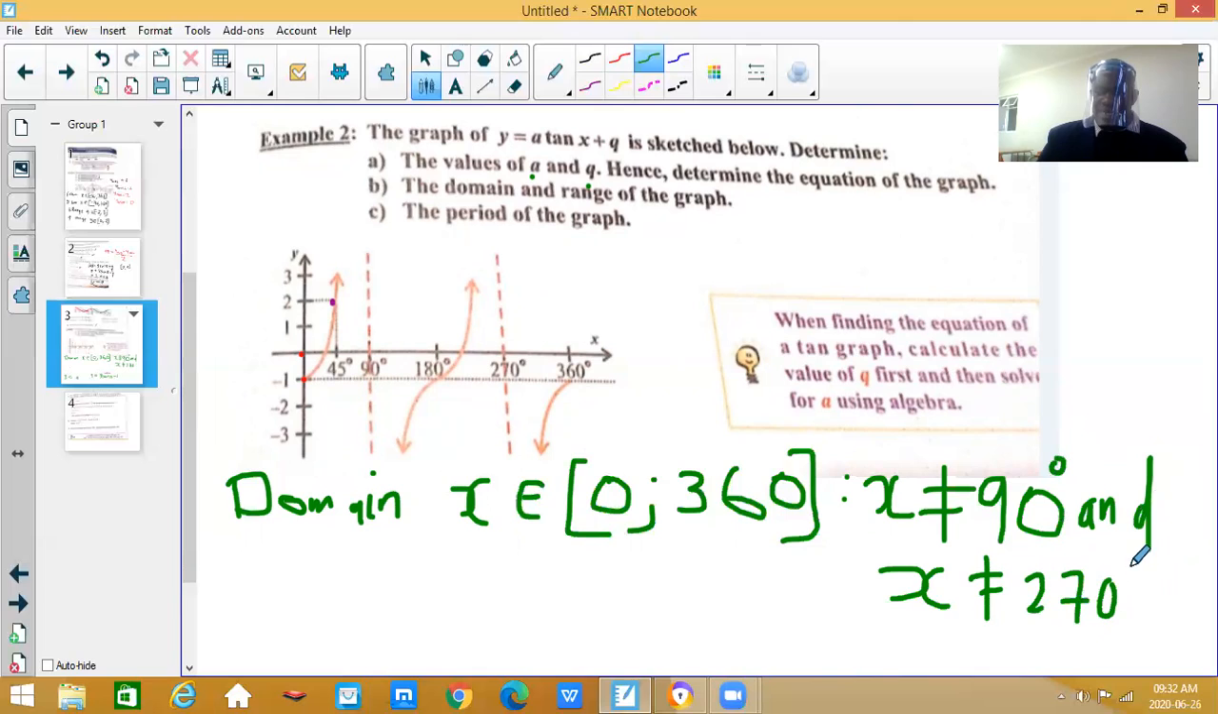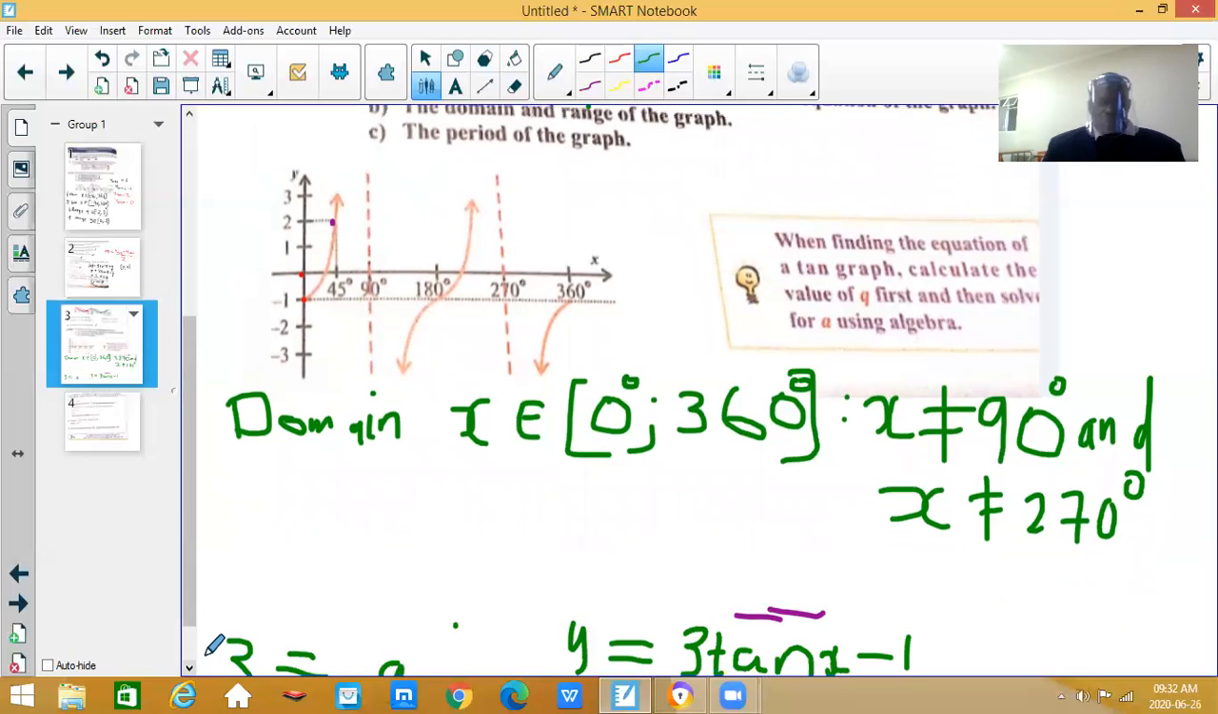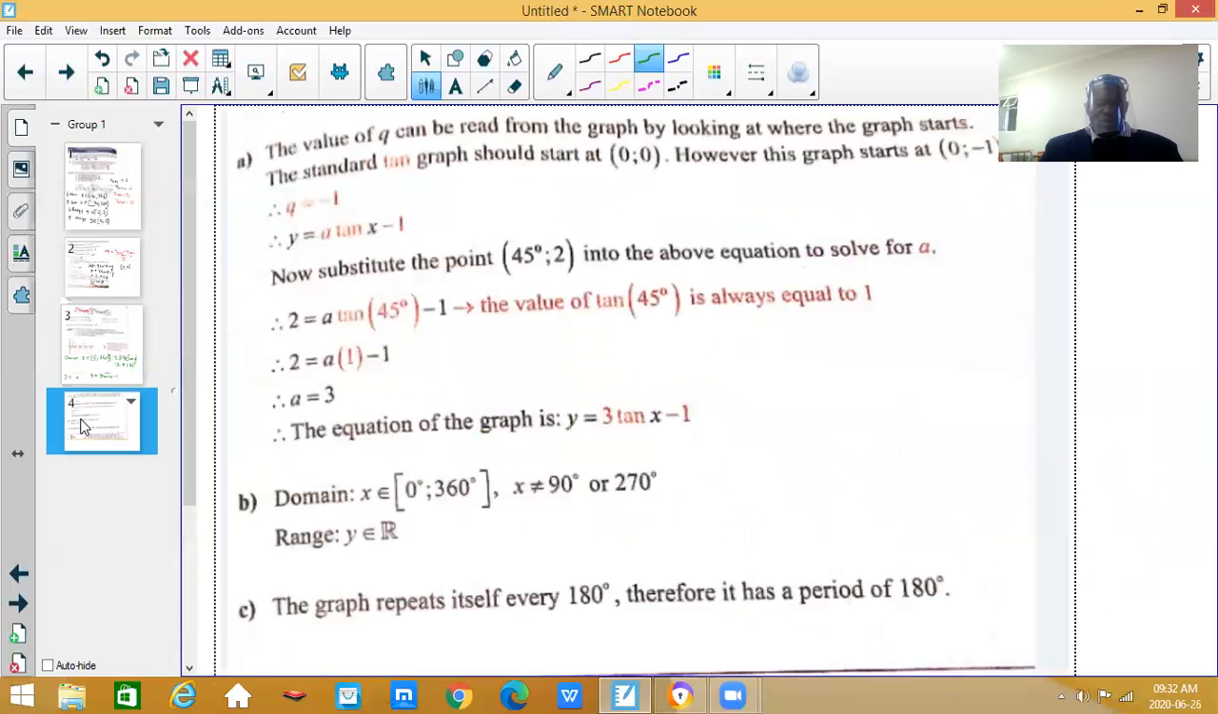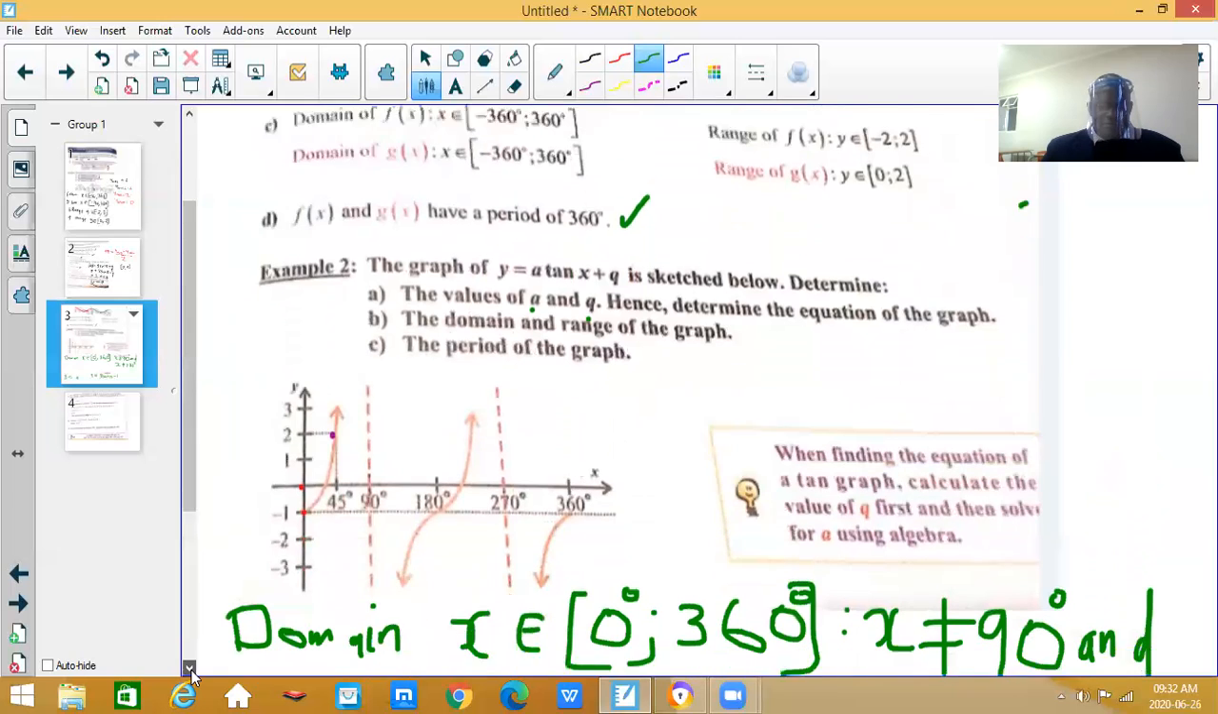Take note when we are writing this one, these are not just numbers, they are angles. So don't leave out, we must use the correct notation. So this is the domain. Let us go on to the range.